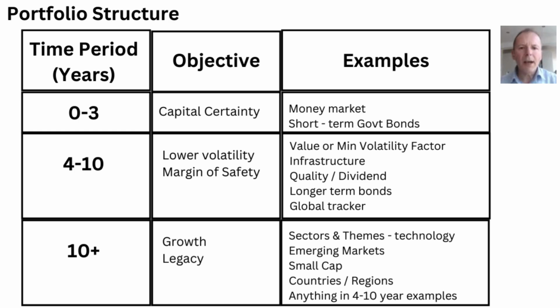So here's a potential way to structure your portfolio. For the short time period holdings where you need access to the funds within 36 months, you might want to hold things in the money market or short-term government bonds so that you've got your capital certainty and you're not worried about day-to-day movements in the stock market. In more medium-term holdings, you want some margin of safety, which I think you will get from a global tracker and from maybe the quality factor that we've already touched upon.